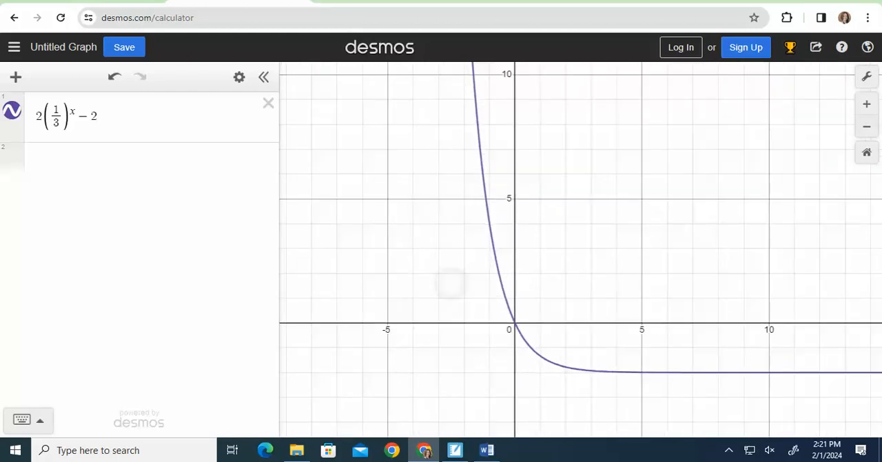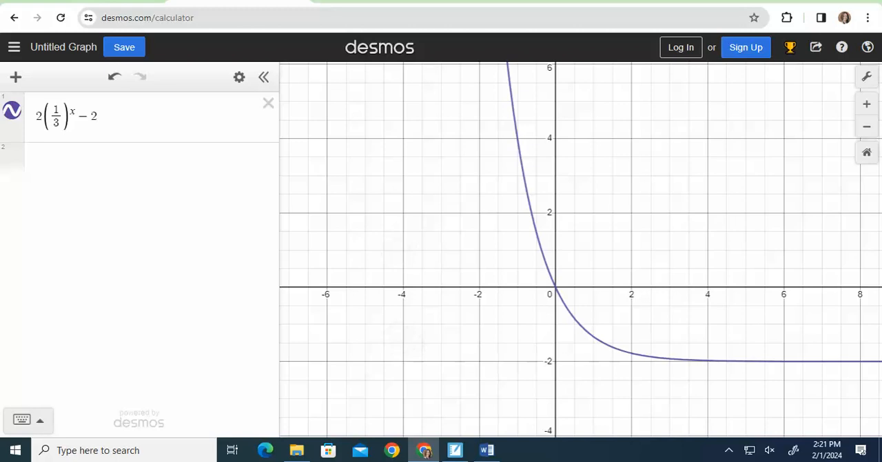Y-intercept. We can see here, where does this hit the y-axis? 0. Range. We can clearly see, you can zoom in. Where does this thing start? -2. So then we're everything above that, so my range is y is greater than -2. Okay, my asymptote, the line we're getting close to but not touching, is y equals -2.